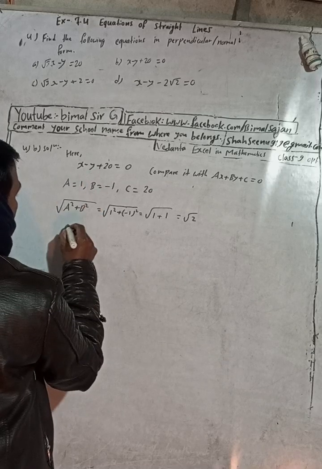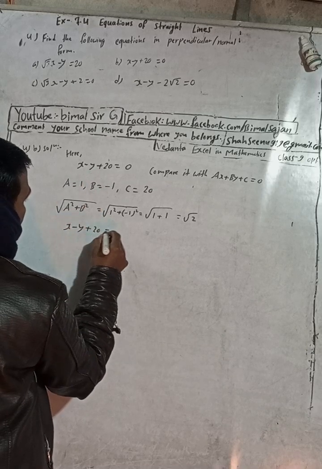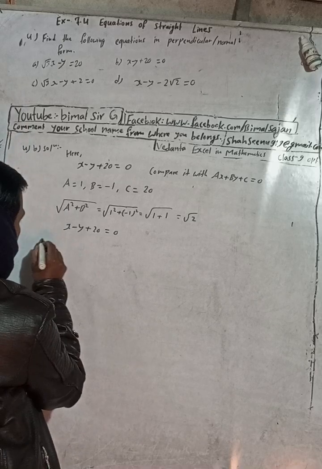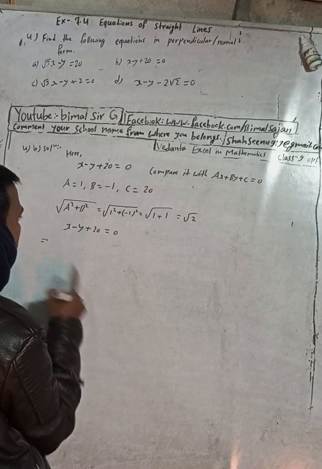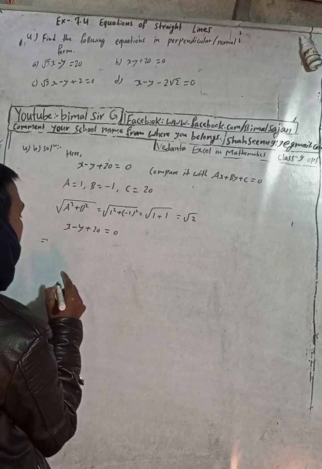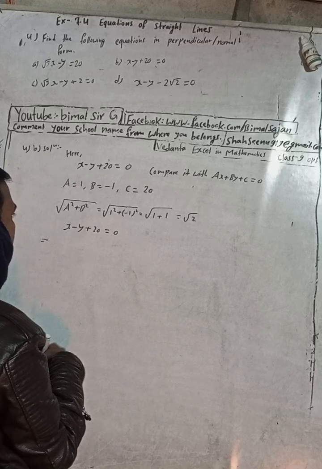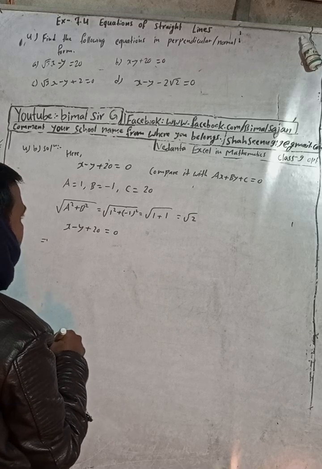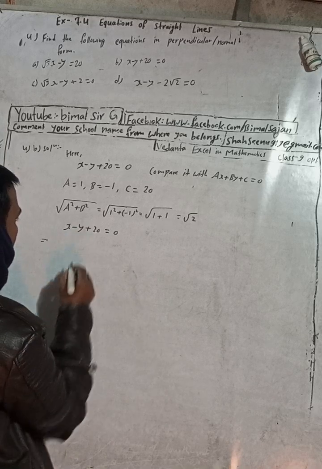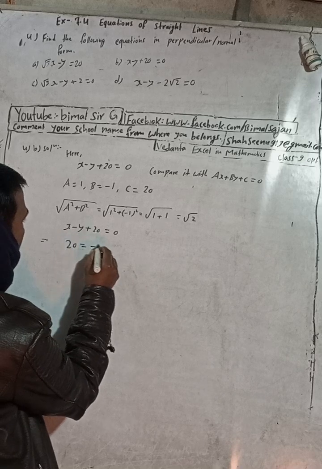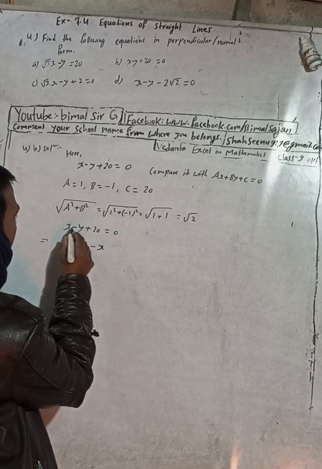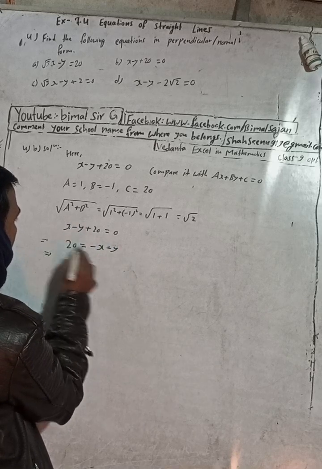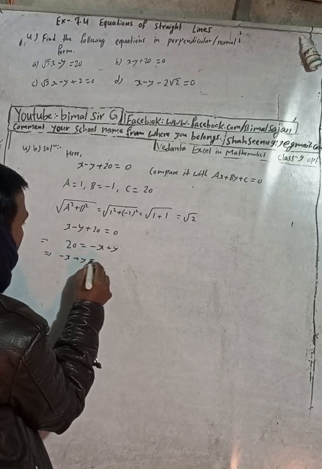Now rewrite this equation. This is x minus y plus 20 is equal to 0. What we can do here, we need this plus 20 on the other side. So 20 is equal to minus x, and this minus y will be plus y. Now we can write this as minus x plus y is equal to 20.